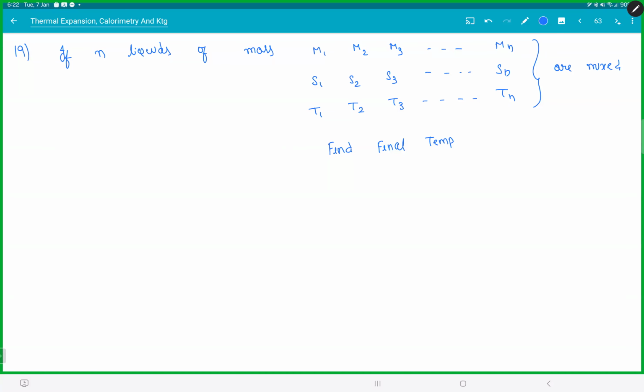Sum of all masses, final heat, final mass. No, Ansh, you are right. You guys are not giving answers properly. Give me in terms of sigma, summation. Ansh, you are right.